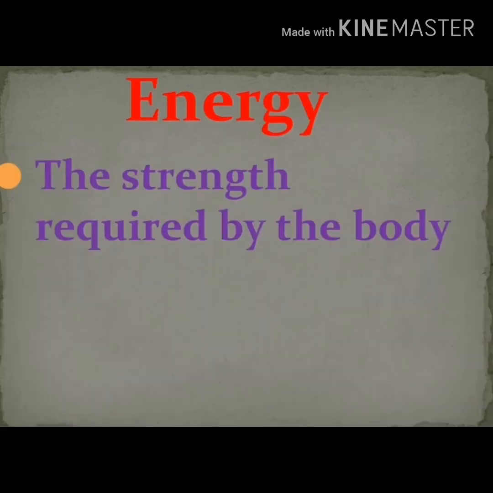Then we have energy. What is energy? Energy is the strength required by the body. And how do we get energy? We get energy in various ways. For example, number 1, eating healthy food. Number 2, exercising, also you get that one. And number 3, having enough sleep. So in other words, you can say energy is the strength required by the body. You need to be strong.